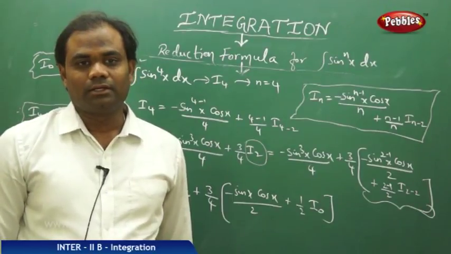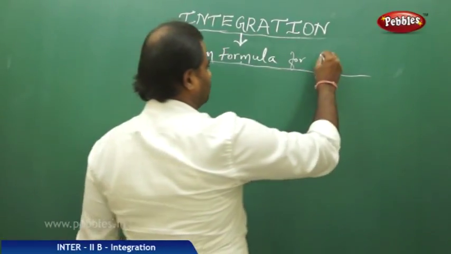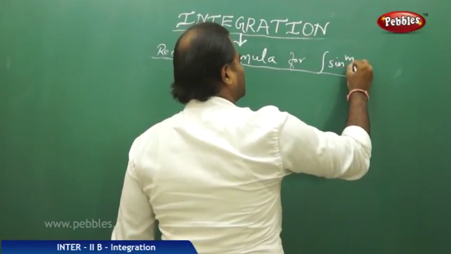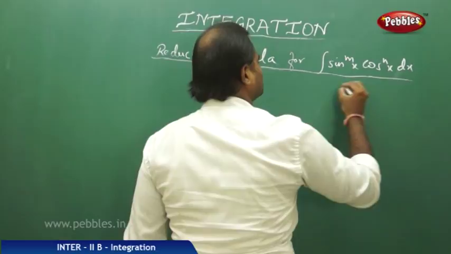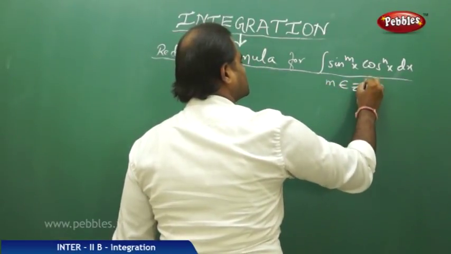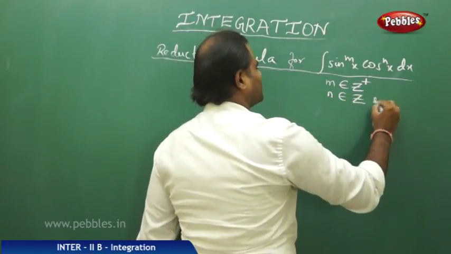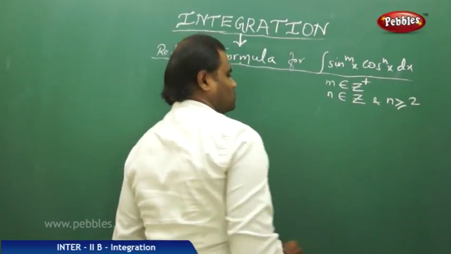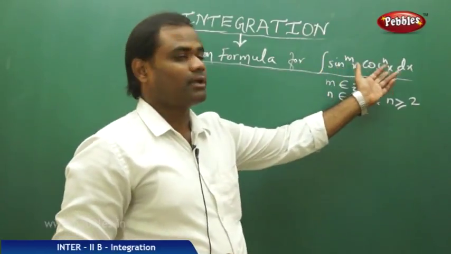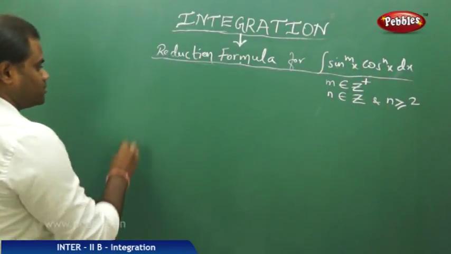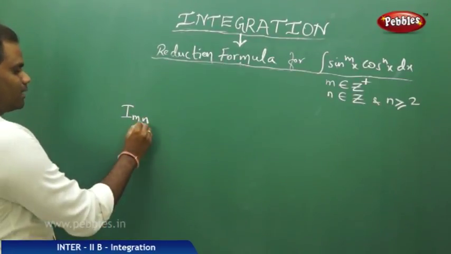Reduction formulae connected with integration. Now let's see the reduction formula for integration of the type sine power mx cos power nx dx, where m belongs to Z plus, the positive integers, and n belongs to Z and n is always greater than or equal to 2. So these are the conditions through which we are going to integrate sine power mx cos power nx dx. Generally, integral of sine power mx cos power nx is denoted by Imn.